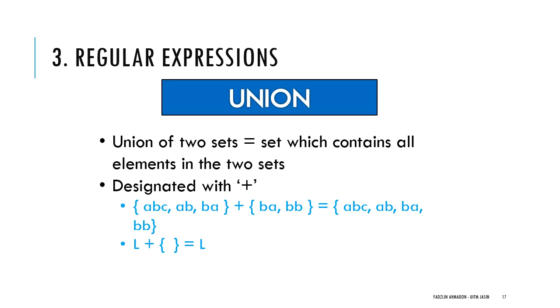So for example, if you have this set, ABC, AB, BA, so this is the first set, and we want to union it with the second set that has the elements BA and BB. The result of a union operation is just all of the elements inside of the two sets. So we have ABC, we have AB, we have BA. And from the second set, since BA is the same thing, and remember a set is a collection of unique objects, you do not need to list it again. So this is already included, and then BB. So this is how you do a union operation on two sets. Next, L union with an empty set would get the language itself.